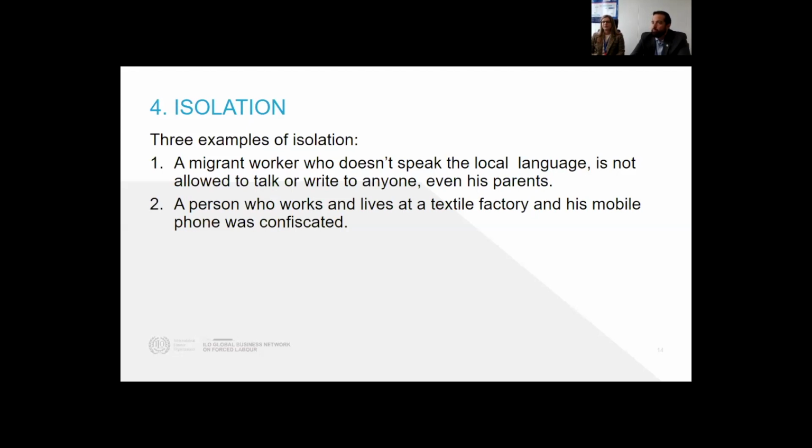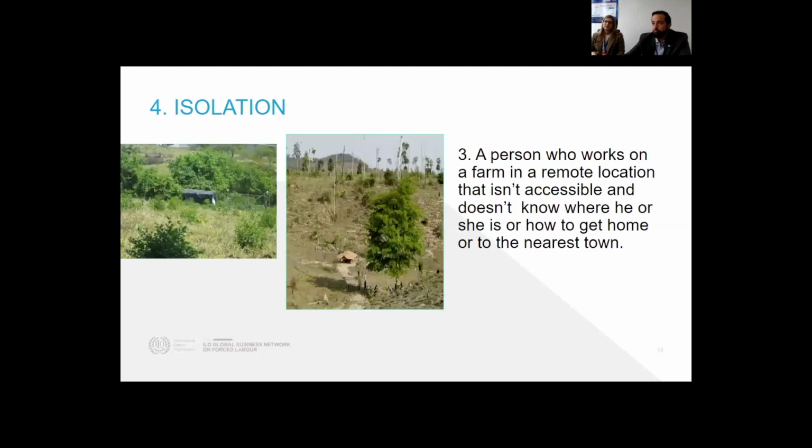Also, a worker who performs the work and lives at a textile factory and his or her mobile is confiscated. So again, it's making it difficult for the person to reach anyone else outside the workplace. And then a person who works in a farm in a remote location that isn't accessible, or the worker doesn't even know where he or she is, and even how to get out of that situation or that place, or even to reach the nearest town. So there are images here of some workplaces where workers were found in forced labor situations.